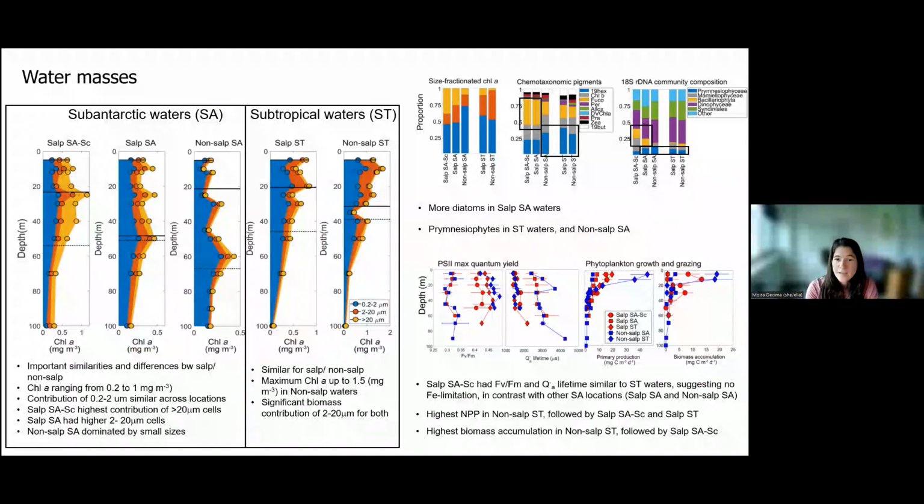And so for that, the highest NPP was in the non-Salp ST location, followed by Salp SASC and Salp Subtropical. And also the highest biomass accumulation happened in non-Salp ST, followed by the nearshore Salp Subantarctic location.